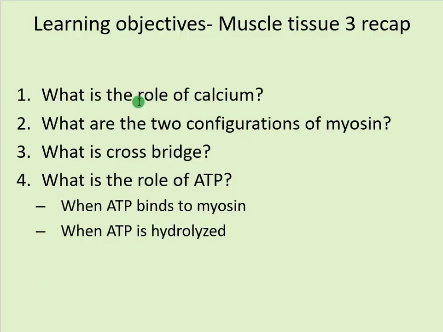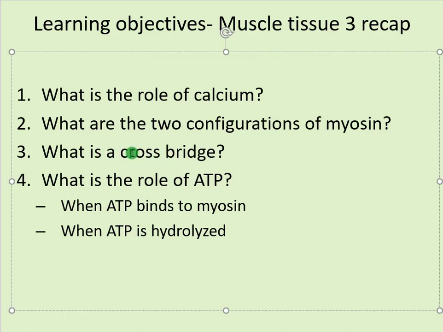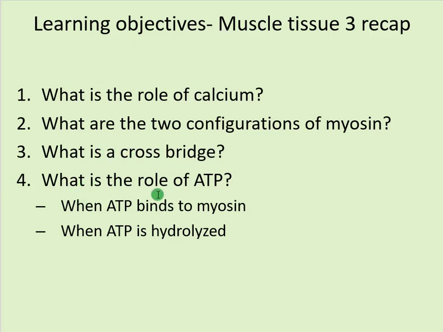You know the role of calcium. Calcium binds to troponin to trigger a change in shape of troponin, which then drags away tropomyosin from the myosin head binding sites. The two configurations are high and low energy. What is a cross bridge? A cross bridge is simply when myosin heads bind to actin. And what is the role of ATP? Well, when ATP binds to myosin, it will detach myosin from actin. And when ATP is hydrolyzed, that will make the myosin molecule go from low energy to high energy configuration. And that will be the end of this video.